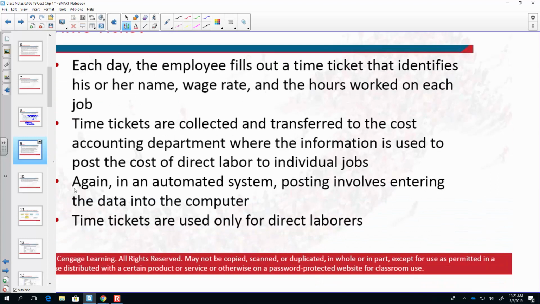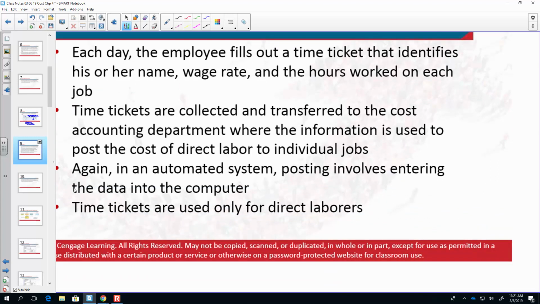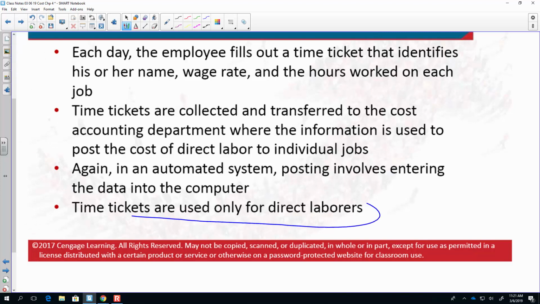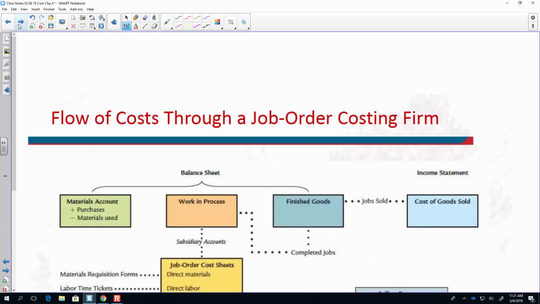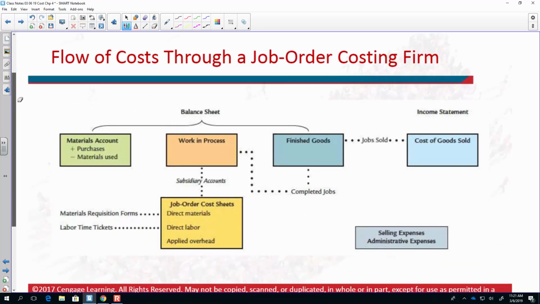So the book talks about these time tickets are used for direct labor only. And that's why they're doing it that way. Okay. This screen, and I think I'm going to end here for today. This is on page 164. The bottom of page 164.